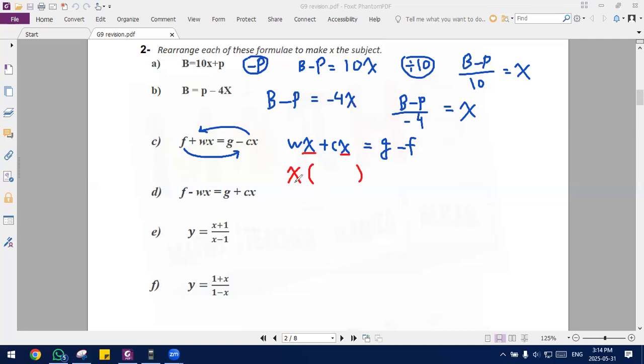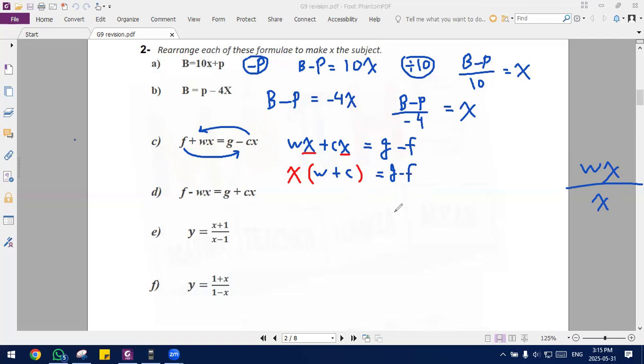Now, when I take x as a common factor, what does that mean? I'm dividing everything by x. wx divided by x is w. Plus, because in between it's plus. cx divided by x is c. Equal to g minus f.